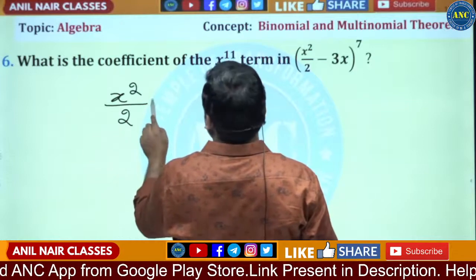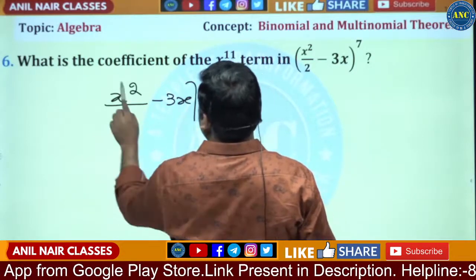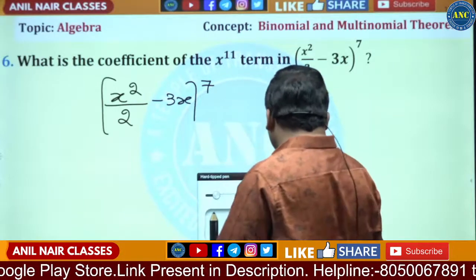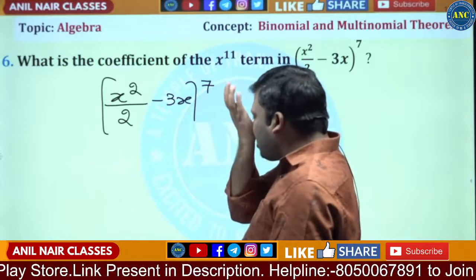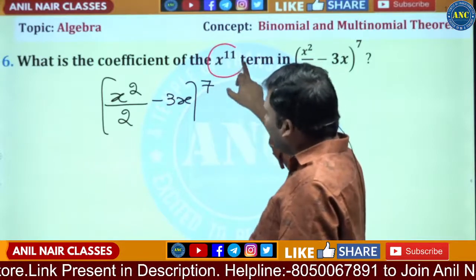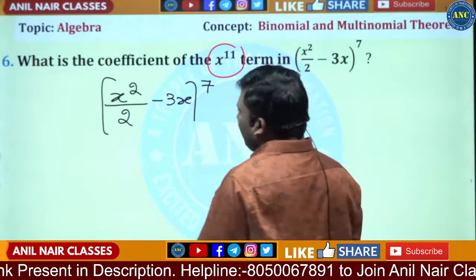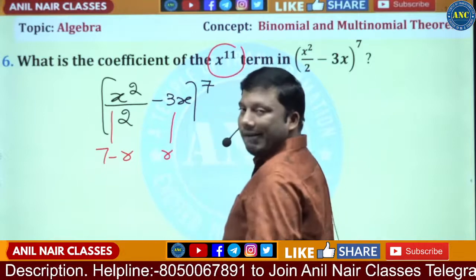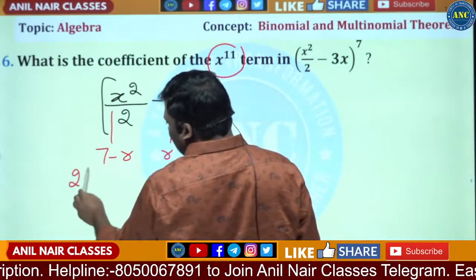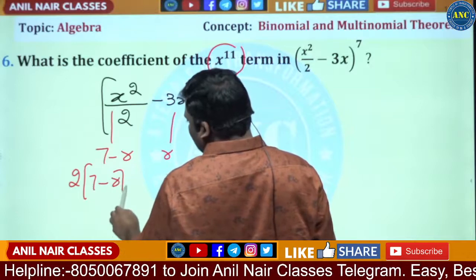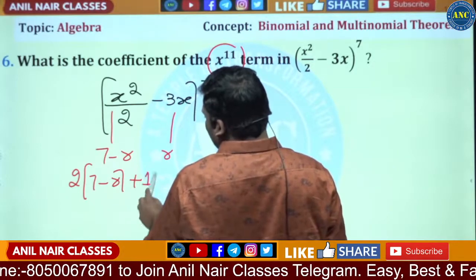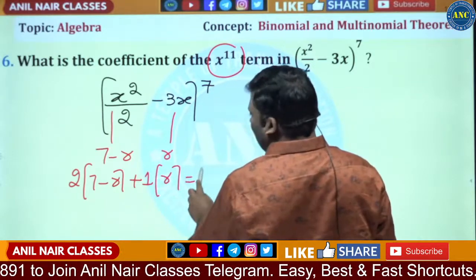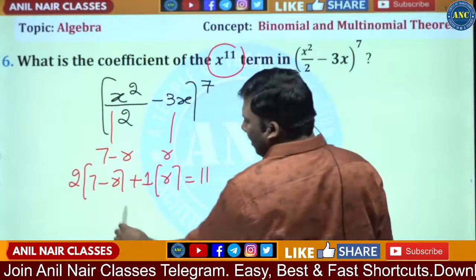X square by 2 minus 3x power 7. What do we require? What is the coefficient of x power 11? Focus point is on x power 11. This will become 7 minus r, this will become r. Are you all with me? Power of x is 2, so 2 into 7 minus r plus power of x is 1, 1 into r, it is equivalent to 11.